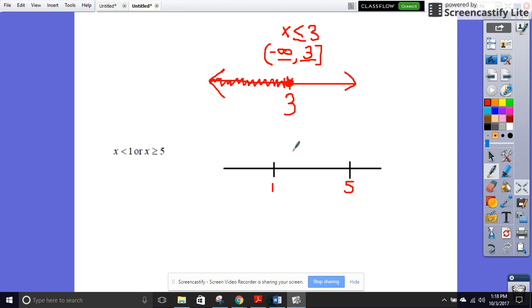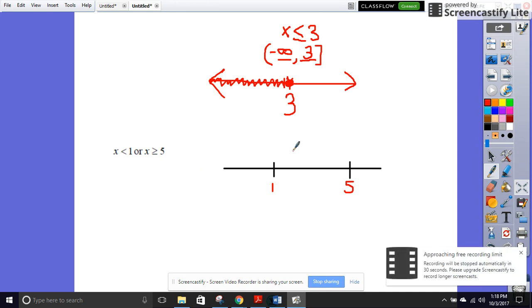I'm sorry, I'm going to cough. Uh-oh, it says I have to stop. Okay, I'm going to do it real fast. Open circle, shade this way. Oh, no, I'm going to have to come back and finish this one because I need to talk to you about how to do it when they're separate like that.